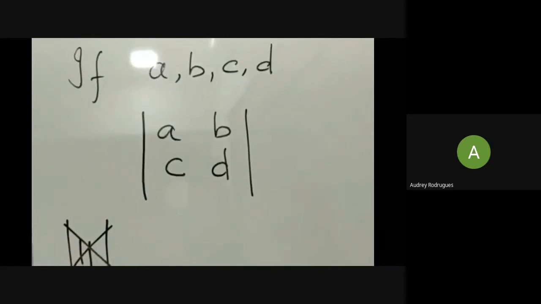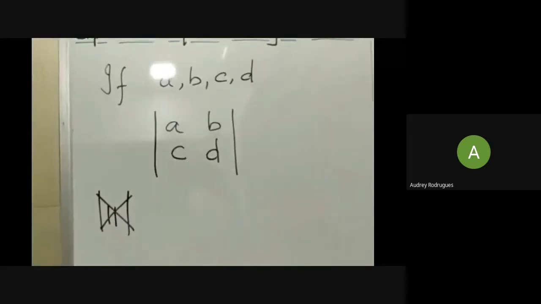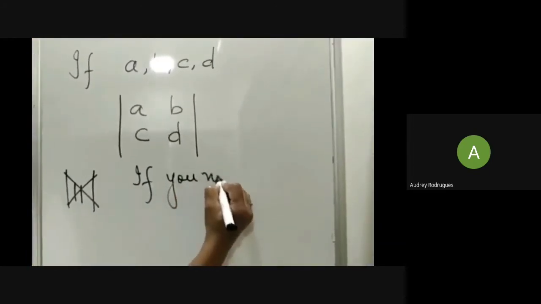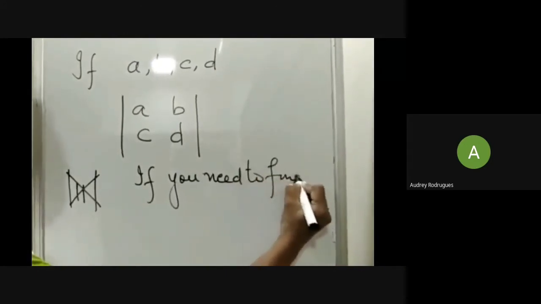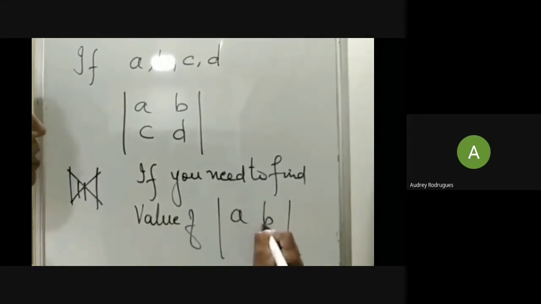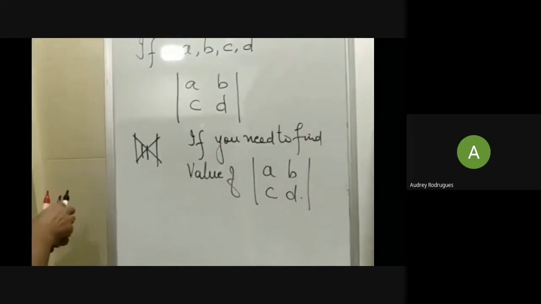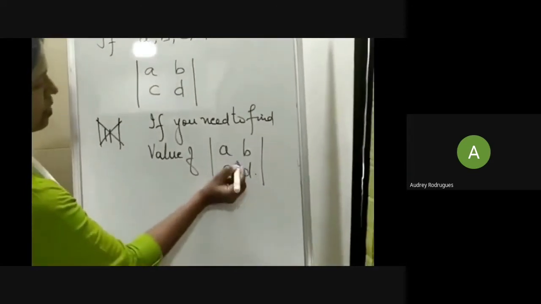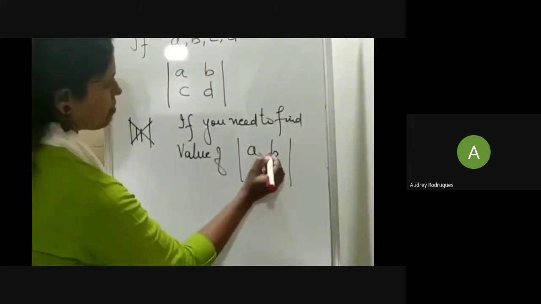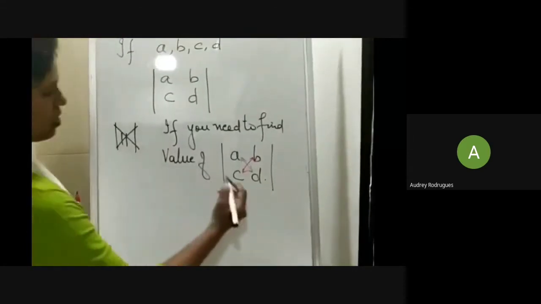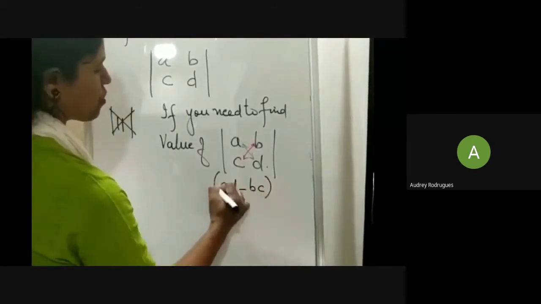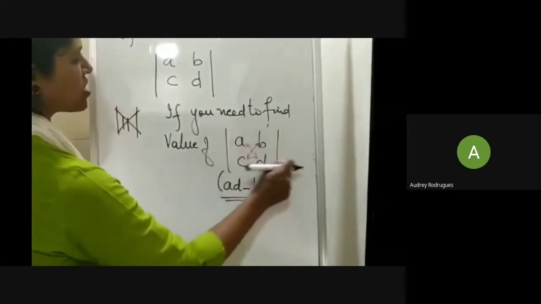Now, suppose you have to find the value of this determinant A, B, C, D. There is a way to solve it: you have to multiply A by D and B by C. So the formula is AD minus BC. This is how you get the value of this determinant.